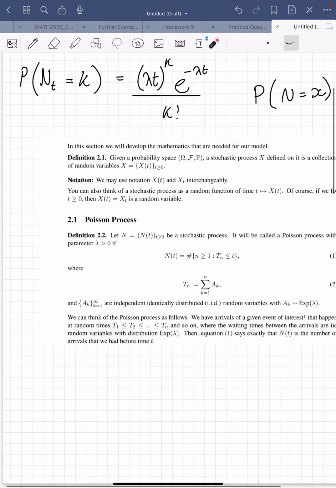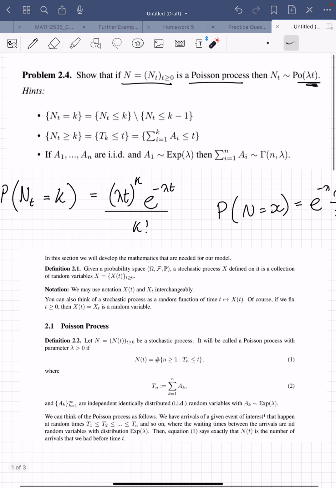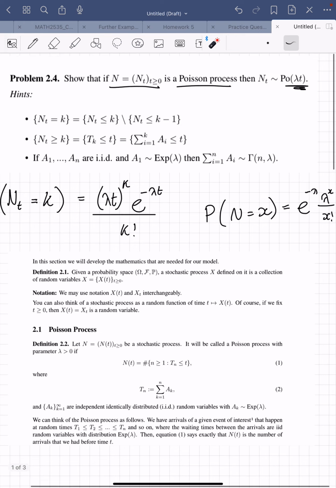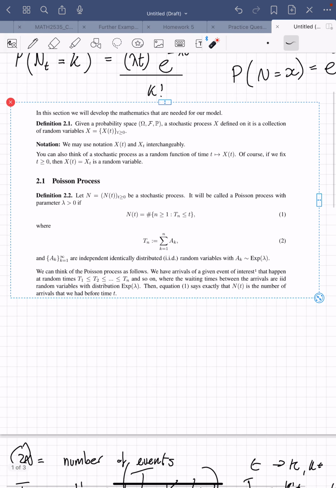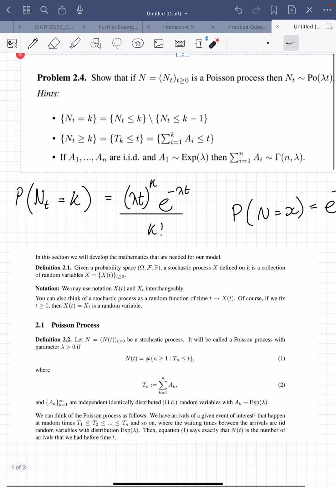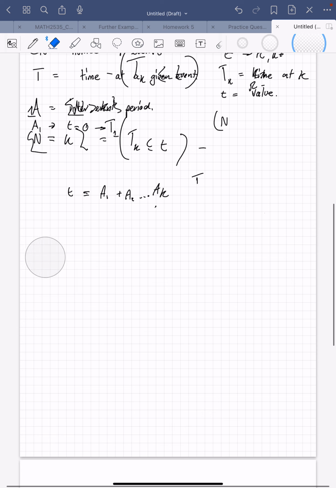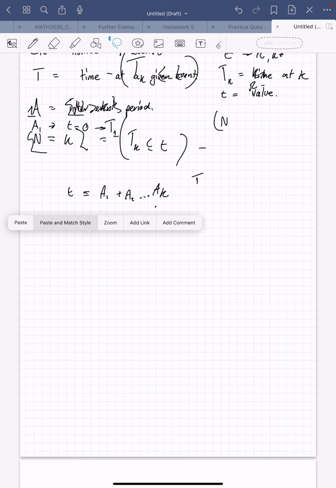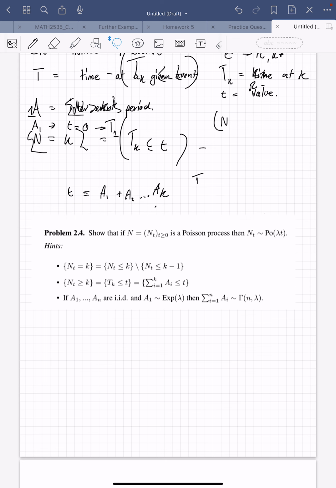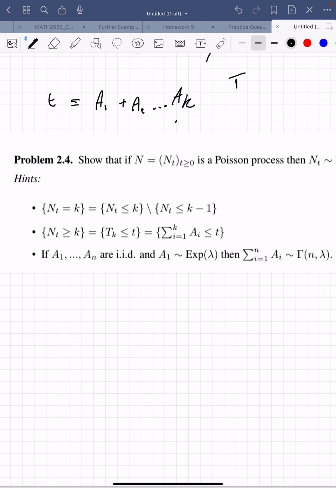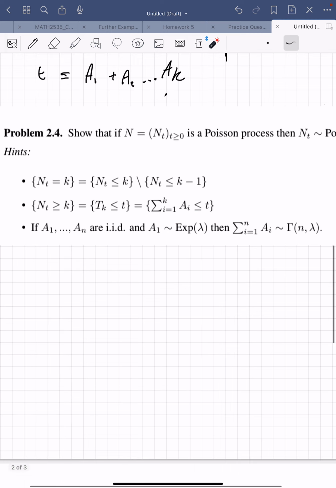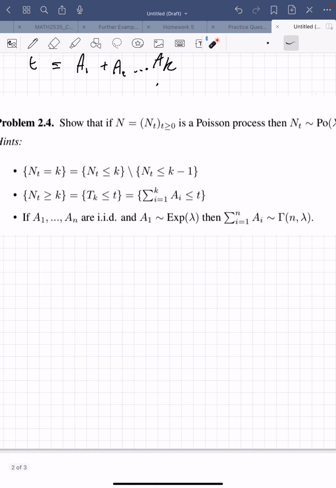And so what we're going to be doing is trying to extrapolate that and come out with something really nice. We're given this, which I will copy and put down here, and we want to use these hints. I think the second hint is actually the best place to start, because we want to get this first term N_t equals k in terms of T_k and then in terms of A, so that we can then use this third rule and use our gamma distribution, which is also in our notes, to work that out.